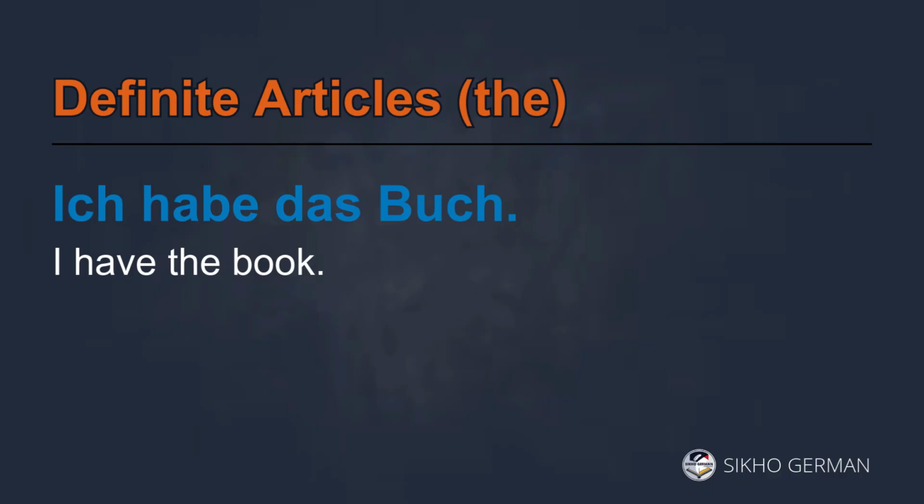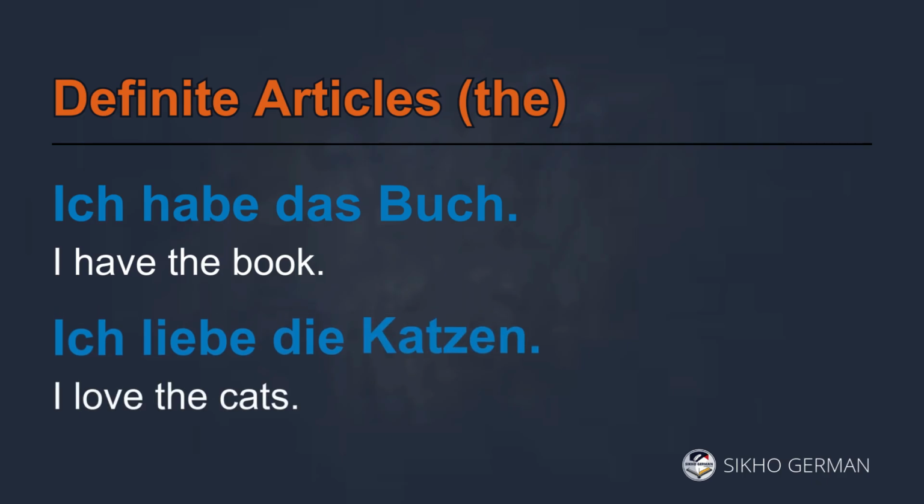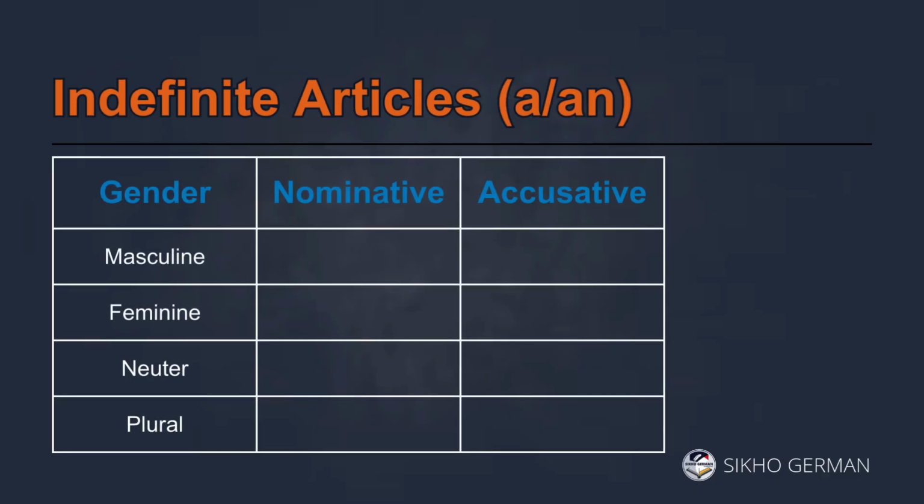Ich habe das Buch. I have the book. The neuter noun stays das, no change in accusative. And ich liebe die Katzen. I love the cats. Plural stays die, no change. Now for the indefinite articles, a or an. Here's how they change. Masculine, nominative, ein, accusative, einen.